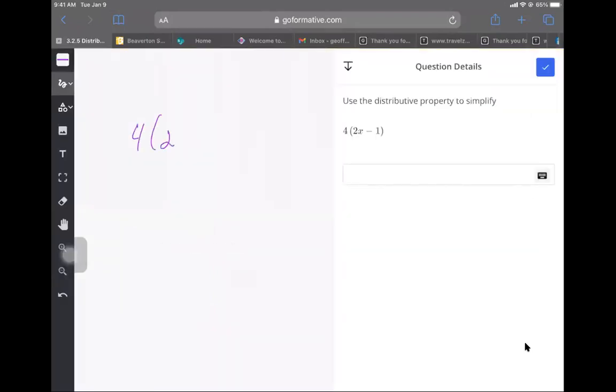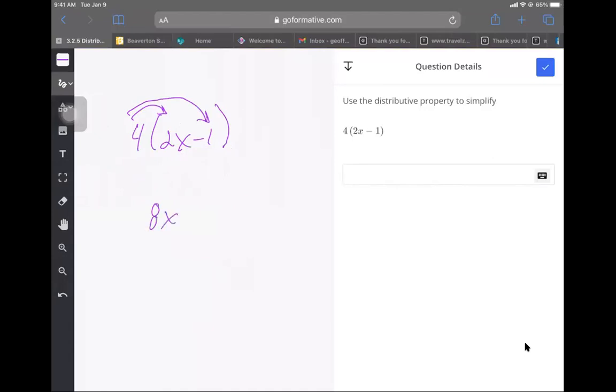4 times 2x minus 1. You know, we got to be careful because that minus sign makes this one -1. So we need to be careful of our signs at this point. Okay. All right. So let's think about it. I'm going to do my distribution now. So we're going to do 4 times 2x first. So what's 4 times 2x equal? Let's say 8x. You would be right if you said that.